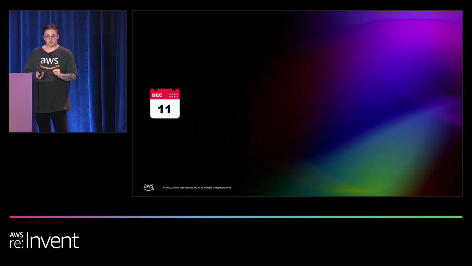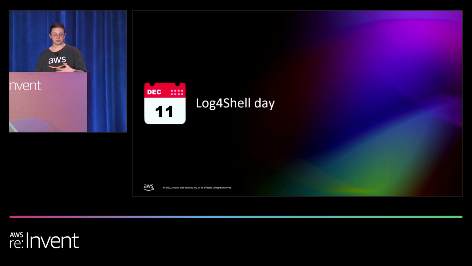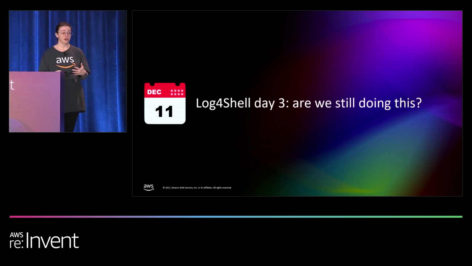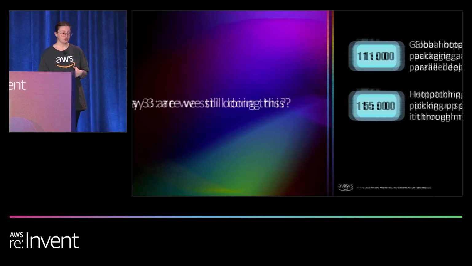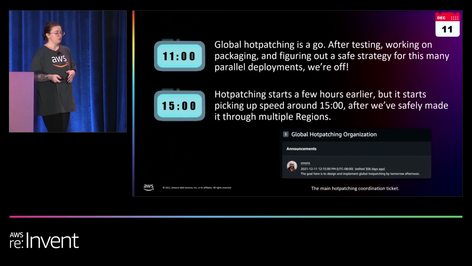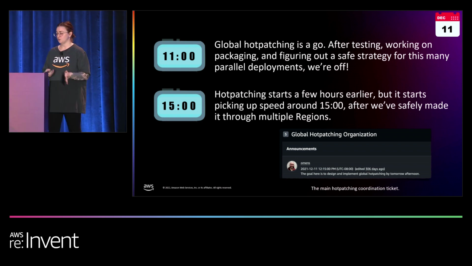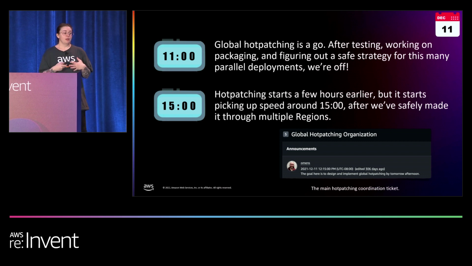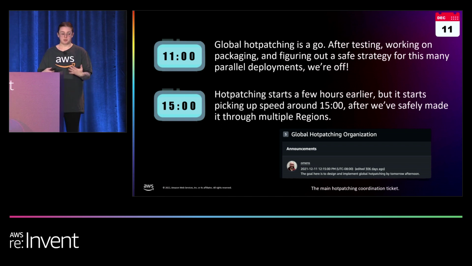At this point, we have our 2 parallel work streams going. And on the 11th, we start to look at rolling out that hot patch, that live patch from Volker, at the same time as the main patch. So we've worked on this at this point for a couple hours, and we think that we have a safe strategy to roll out so many parallel deployments. And at around 3 p.m., we start picking up speed.